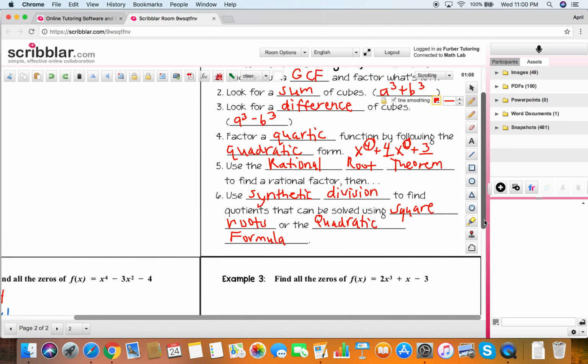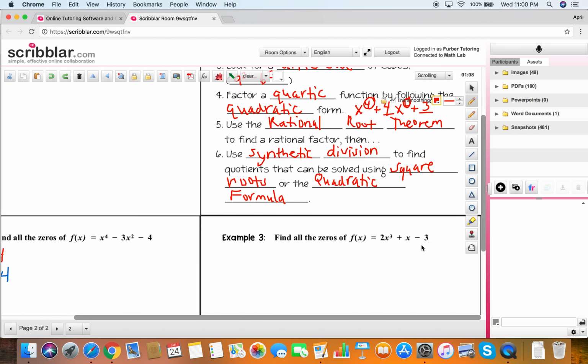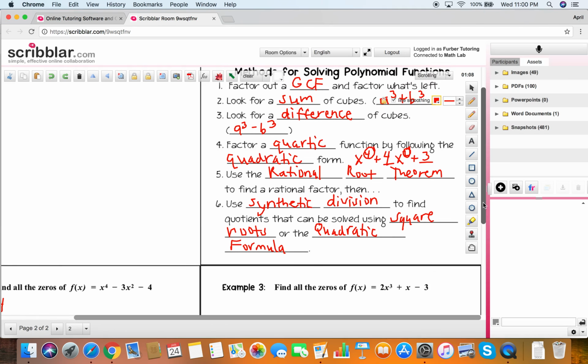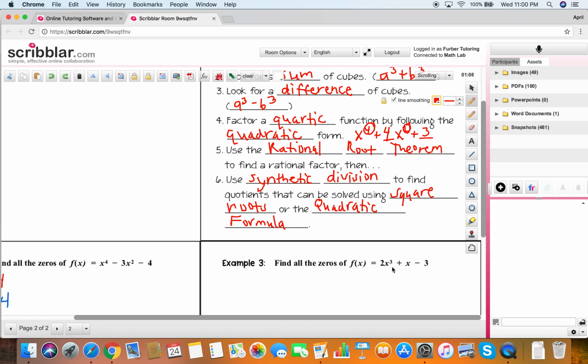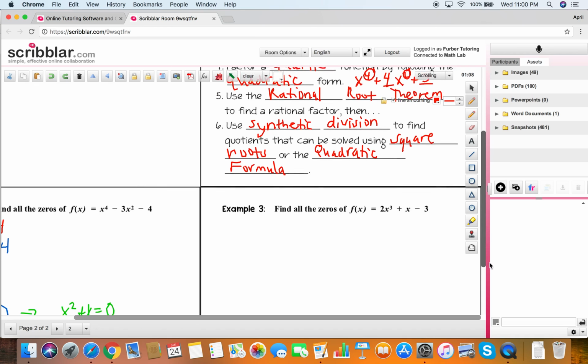Sum of cubes or difference of cubes? No, because it has 3 terms and not 2. It's not a quartic, doesn't have a 4, so we're going to have to jump to step number 5 here and use the rational root theorem to find a rational root. Once we find a rational root, then we can find the rest of the roots.